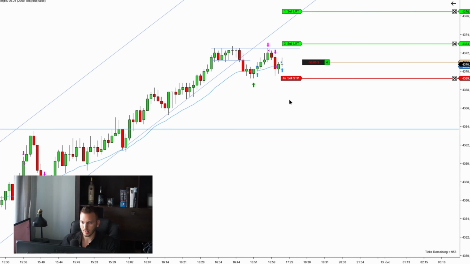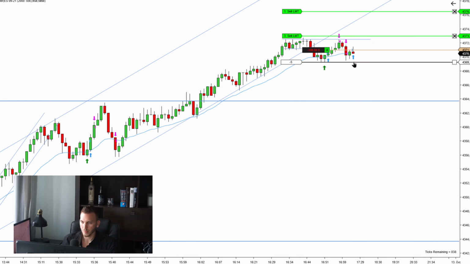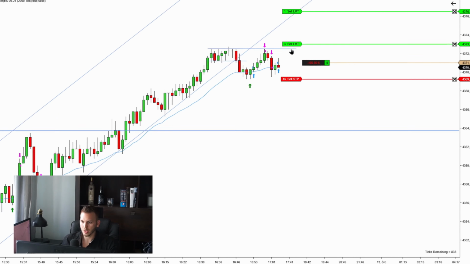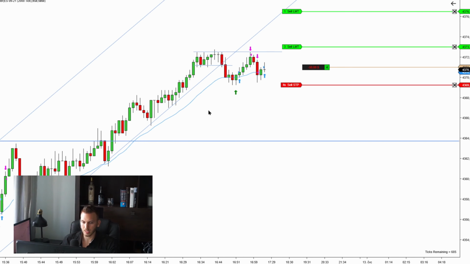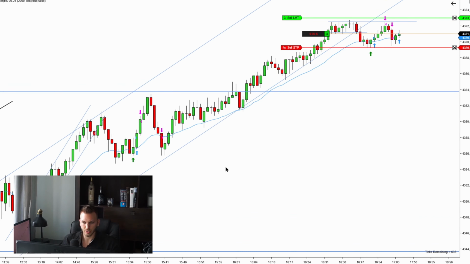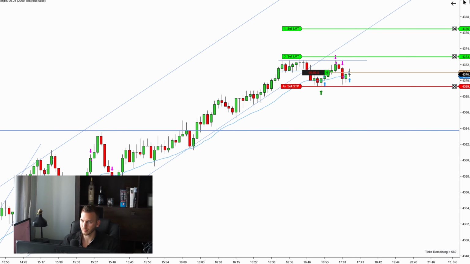Second entry, yeah, nice bullish bar. The risk to reward ratio is good. The only thing here that is scary is that we are very close to this resistance right here. But I think the bullish move is much stronger.